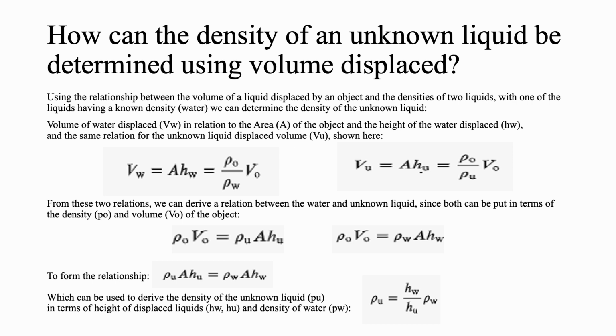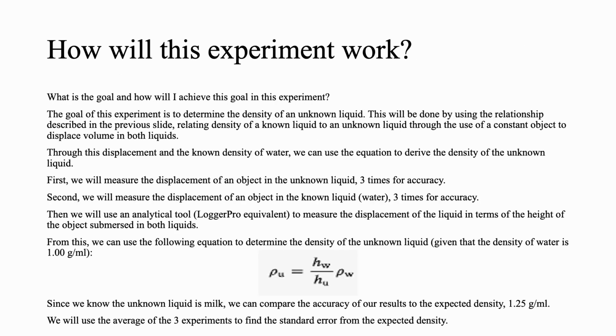From those two relations, we can derive a relation between the water and the unknown liquid, since both can be put in terms of the density PO and volume VO of the object. And then there are the equations for that one. To form the relationship, there's the equation for that one, which can be used to derive the density of the unknown liquid, PU, in terms of height of displaced liquid, HW, HU, and the density of water, PW.